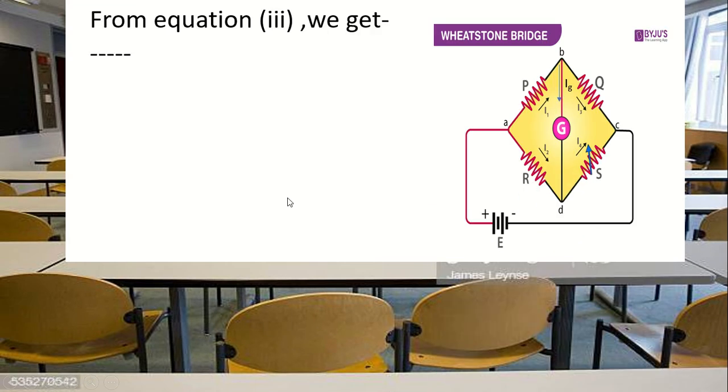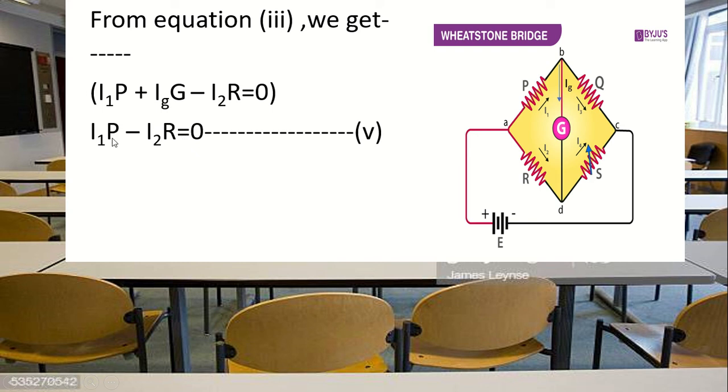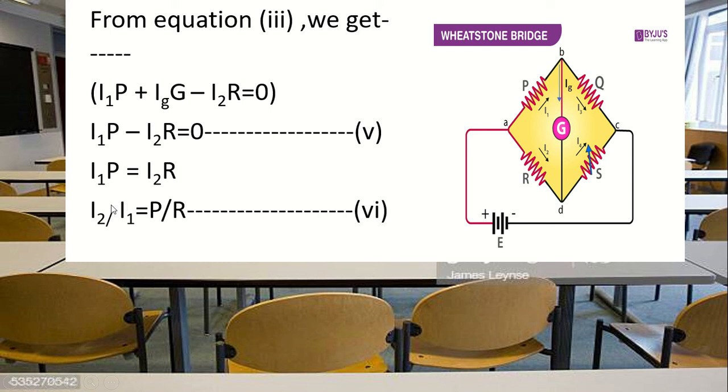So from equation 3 we get what? Do you remember equation 3? I1P plus IGG minus I2R equal to 0. In this equation, if we put the value of Ig equal to 0 in the null condition, then it becomes I1P minus I2R equal to 0, and we can also write I1P equal to I2R. So from here we can write I2 by I1 equal to P by R. This is equation 6.